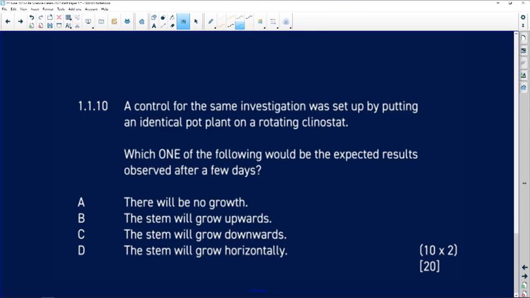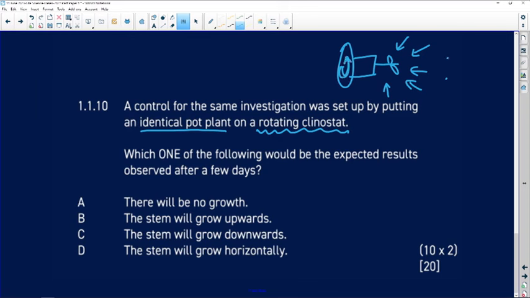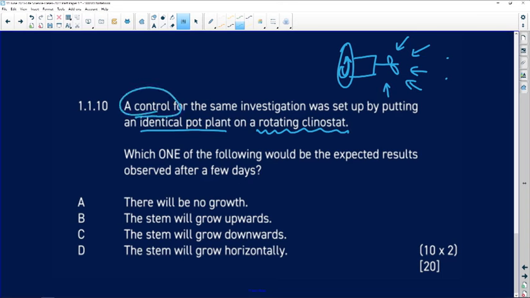A control for the same investigation was set up by putting an identical pot plant on a rotating clinostat. So now our clinostat is switched on and it is rotating, which means that the pot plant is going to get light from all angles, but it's also going to get the force of gravity removed, because at any one time on a rotating clinostat, there's no top and bottom. That top and bottom is going to be changing all the time. And that's why it is the control. Remove the force of gravity and see what happens.